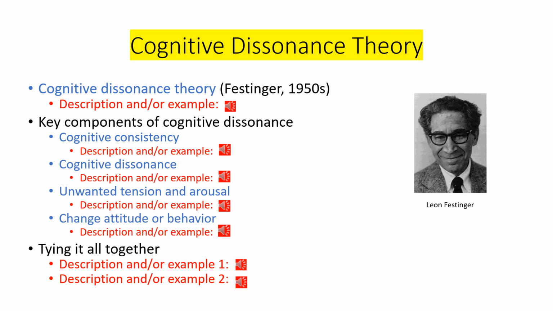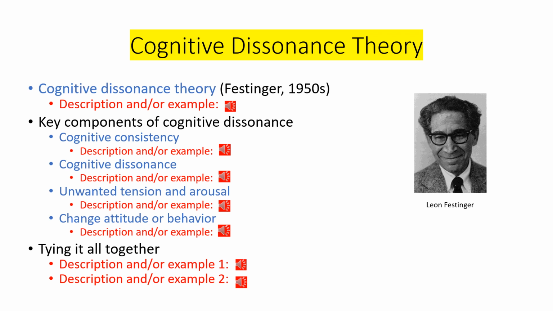The result of cognitive dissonance, the result of finding ourselves in situations where our attitudes and our behaviors are incongruent, is unwanted tension and arousal. So basically what we're saying here is that when we have cognitive dissonance, when our attitudes and our behaviors don't match, along with that, we experience unwanted tension and arousal. It's unwanted. Therefore, we're going to try and get rid of this tension and arousal. These experiences are things that we're going to want to get rid of.